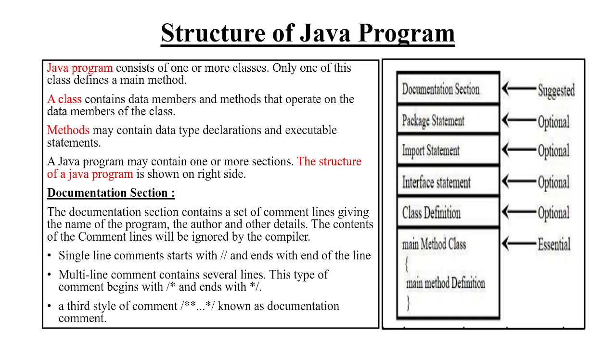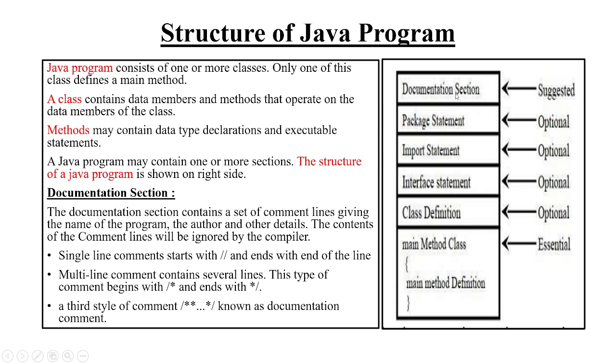And moving to the method, a method again contains a declaration part where we are going to define the data which we are going to use in that method, and the executable statements which are going to fulfill the subtask that is going to be performed by that specific method. And the Java program contains one or more sections that are displayed to the right of this slide.